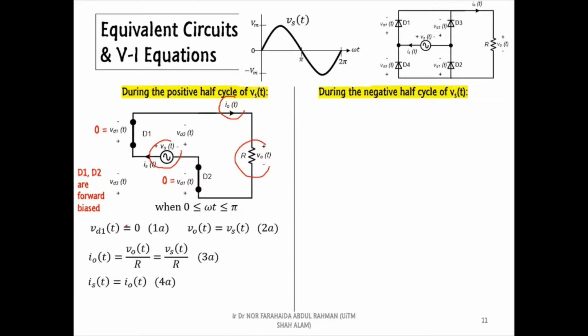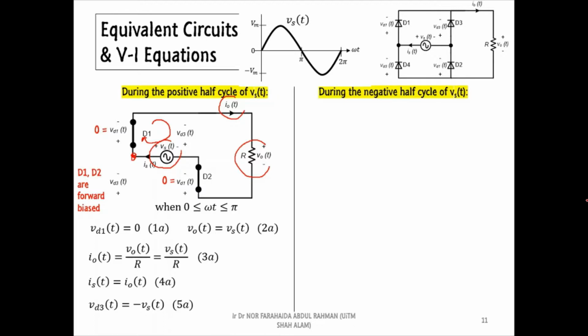The KCL is applied at this point. Lastly, we can obtain the voltage across D3 and D4 by applying Kirchhoff law or KVL inside this loop.